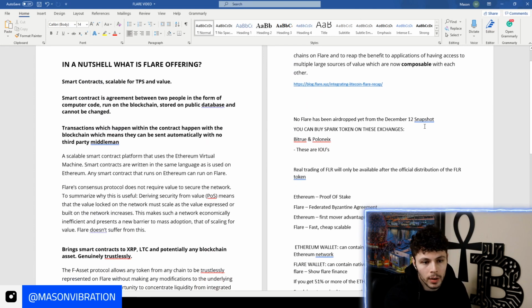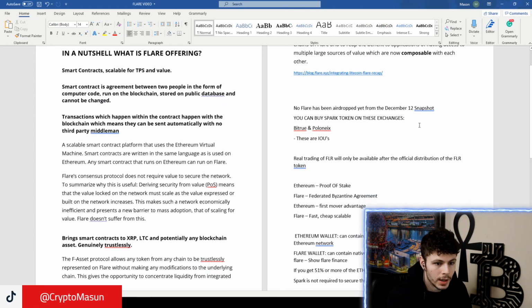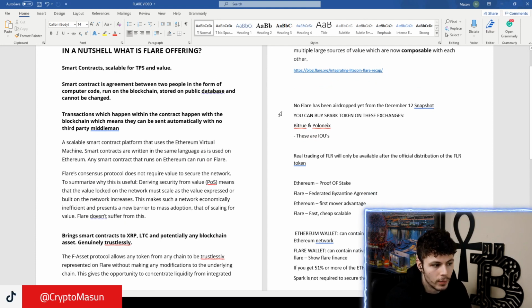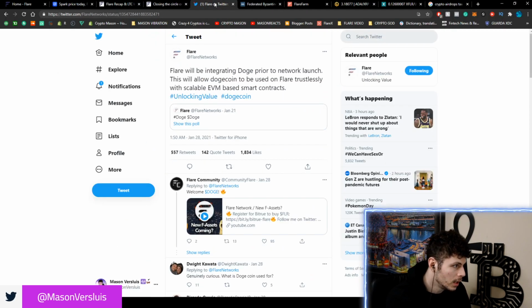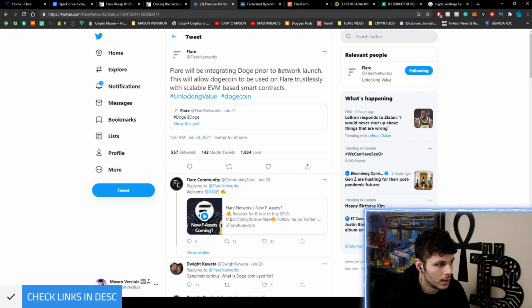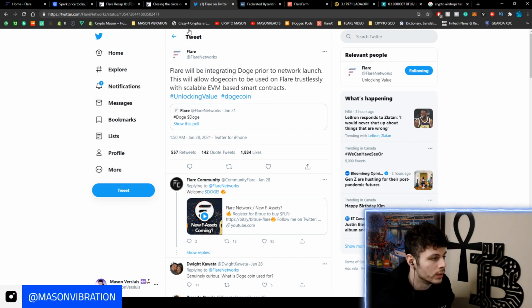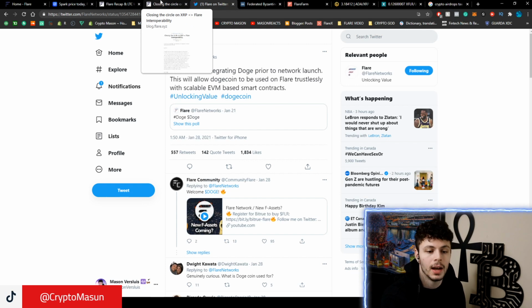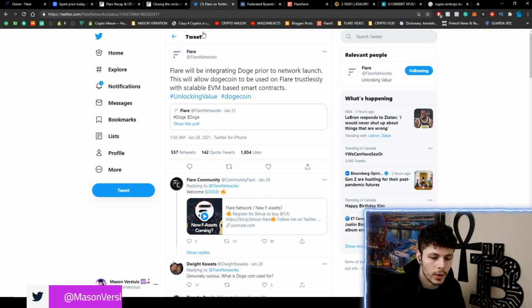I don't know why more people aren't talking about this. Here I wrote, no Flare has been airdropped yet from the December 12th snapshot. You can buy Spark tokens on these exchanges. Okay, we'll get into that right now, I believe. Here I'll show you that Flare is integrating Doge as an F Doge asset, and I'm going to show you more on that in a second. So there is F Doge and FLTC right now, and there's FXRP and FXLM. When you put the F in front of it, that means it's a Flare asset, an F asset.